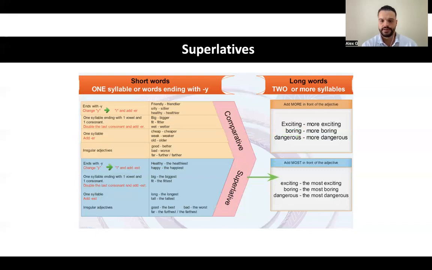And for the superlative, it is going to be the plus most. So exciting, the most exciting, boring, the most boring, and dangerous, the most dangerous, okay? Remember that superlatives are for three or more subjects and comparatives are only for two subjects, okay? Make sure to practice.